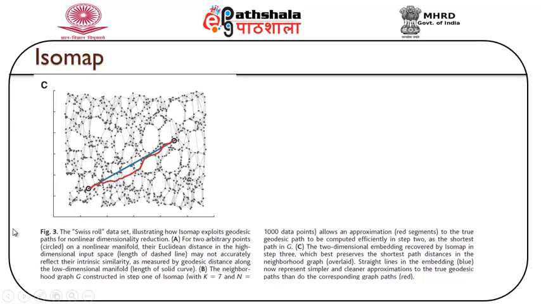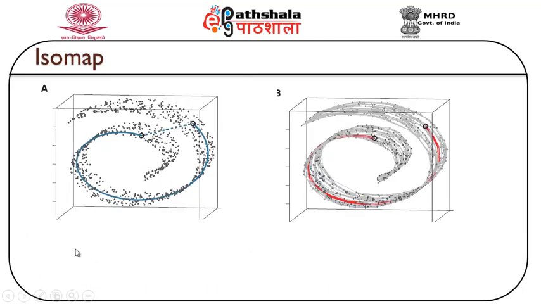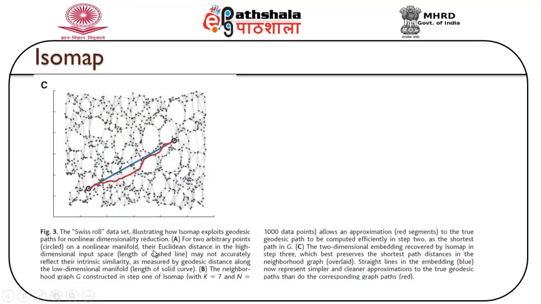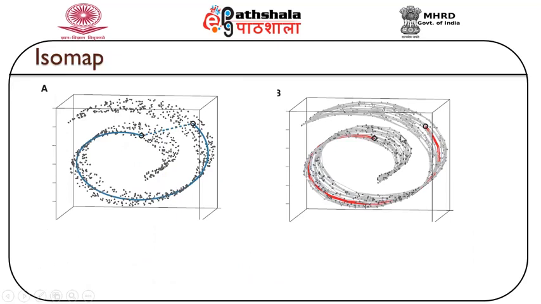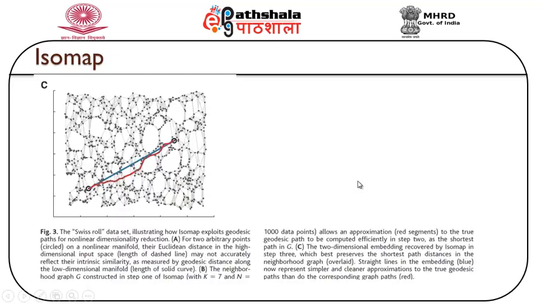In figure A, two arbitrary points are circled on a nonlinear manifold. Here are the 2 points as seen on the nonlinear manifold, and the Euclidean distance in the high dimensional input space may not accurately reflect the intrinsic similarity. Whereas in figure B, these are the 2 points. The neighborhood graph constructed in step 1 of Isomap allows an approximation to the true geodesic path to be computed efficiently in step 2 as the shortest path in G.